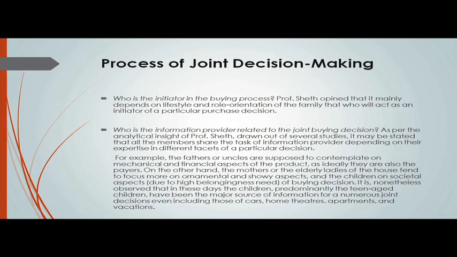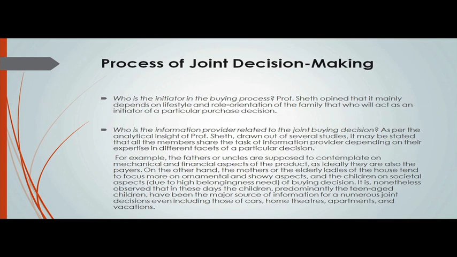Now, we see what is the process of joint decision making. So, in the process of joint decision making, who is the initiator? That is the first thing we need to know. Who wants to first decide that they want to go for a travel during the vacation? So, that is the first point to understand.